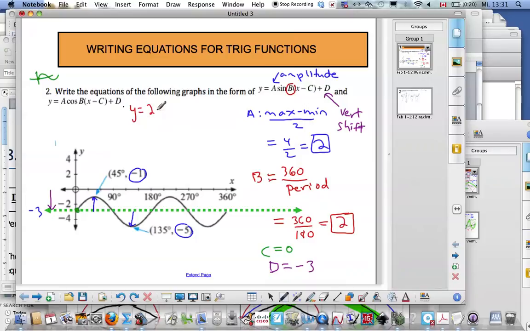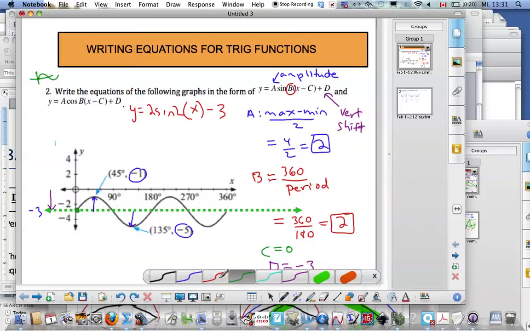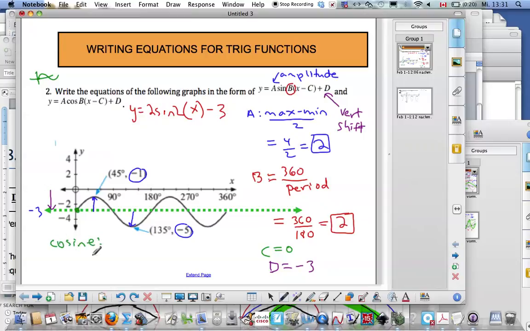Y is equal to 2 sine 2x. Oh, I didn't have a C. No C, -3. Okay, Ms. Borb, now they're also telling me to write it as a cosine. Now look, if you go through the A and the B and the D, they stay the same. So the only thing that's going to change on us is the C, for the cosine, right? We're going to shift it.